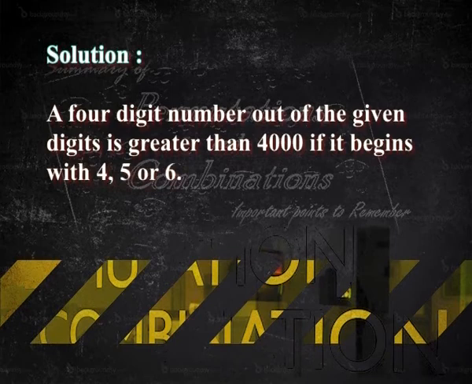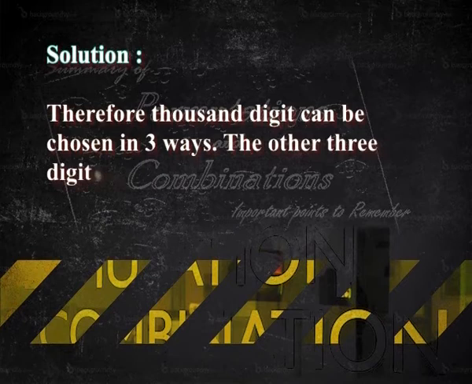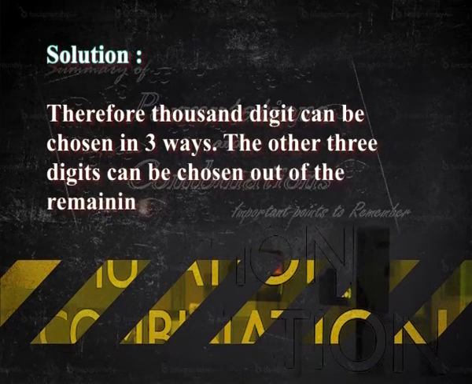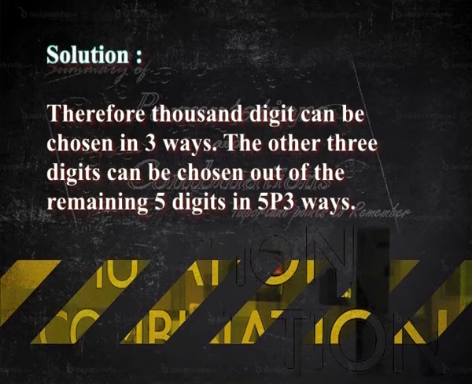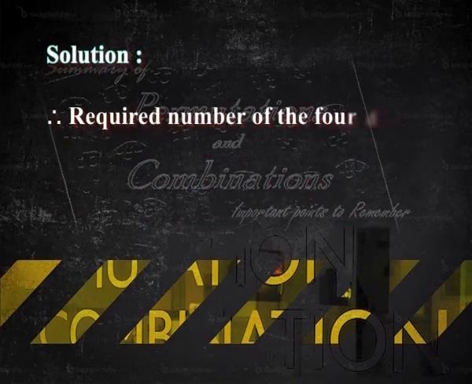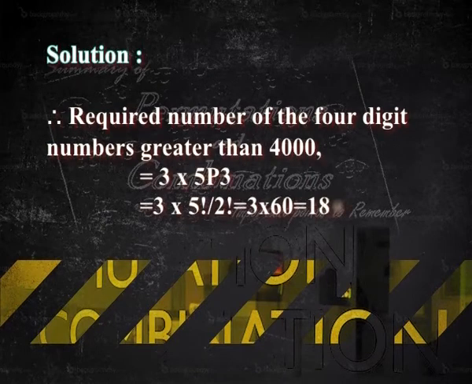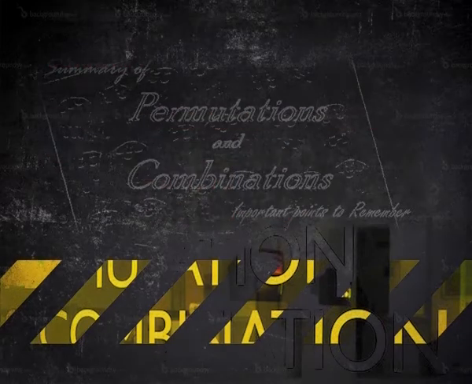A 4-digit number out of the given digits is greater than 4000 if it begins with 4, 5 or 6. Therefore, the thousands digit can be chosen in 3 ways here. The other 3 digits can be chosen out of the remaining 5 digits in 5 permute 3 ways. Therefore, the required number of 4-digit numbers greater than 4000 is equal to 3 into 5 permute 3. That is equal to 3 into 5 factorial divided by 2 factorial, which is 3 into 60, which is equal to 180.